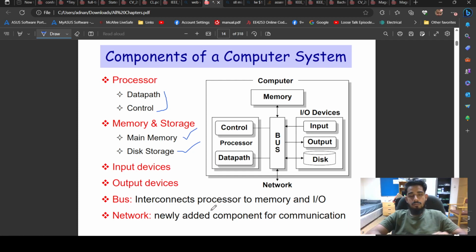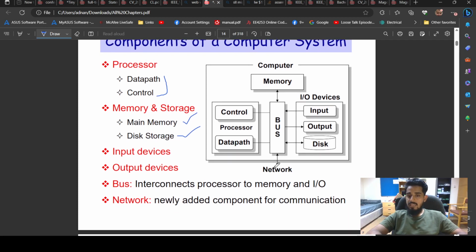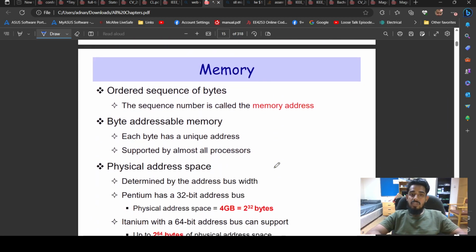And then the network. It could be an external network, or it could be an internal network of the system, a newly added component for communication. Like Wi-Fi, it could be Wi-Fi, it could be wired. So network is network.